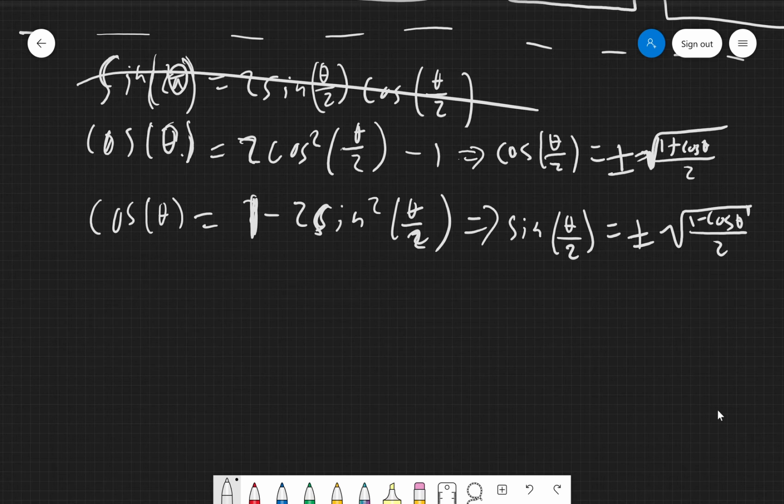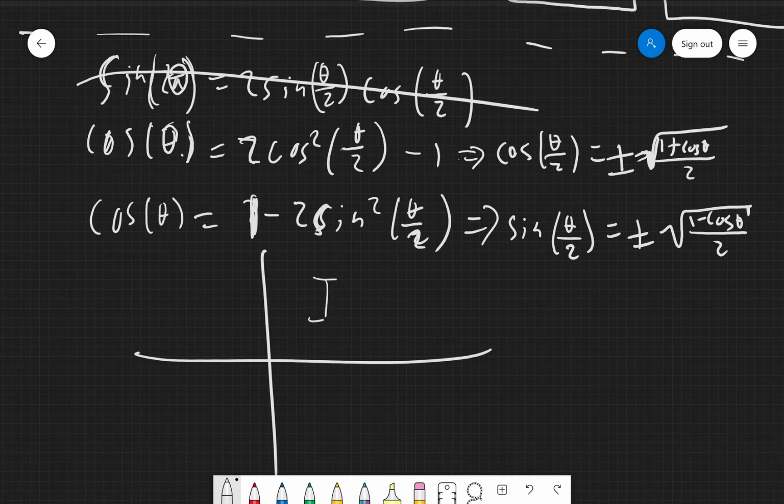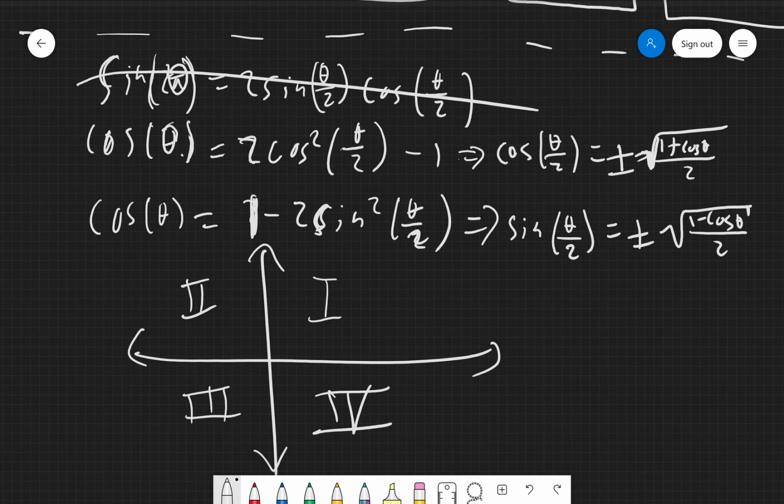So when we have a coordinate grid, here are the quadrants, right? Wait, no, sorry. What am I doing? Yeah, so these are quadrants. Now, hopefully we have some idea about the unit circle, right? The coordinates are cosine comma sine of theta, where theta is the angle it makes with the positive x-axis.